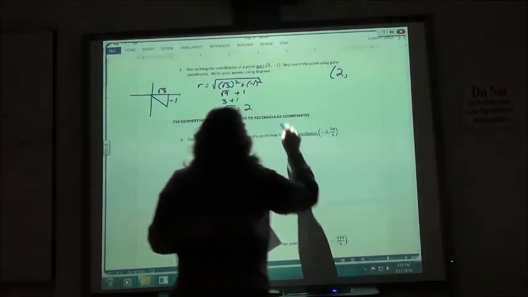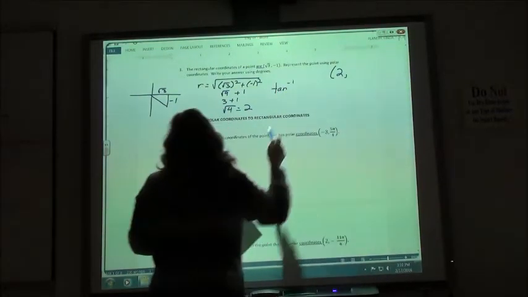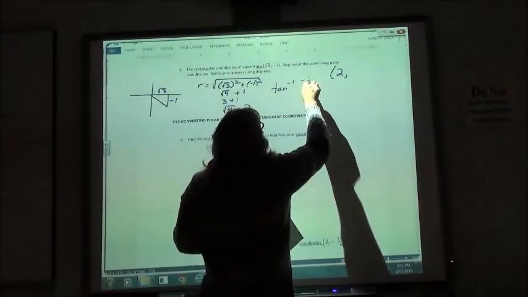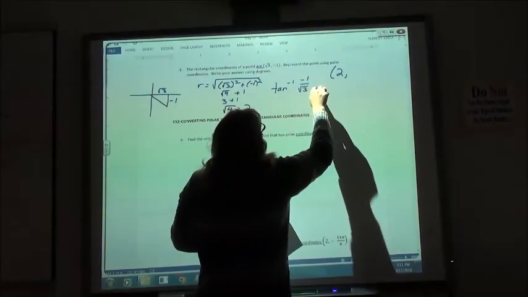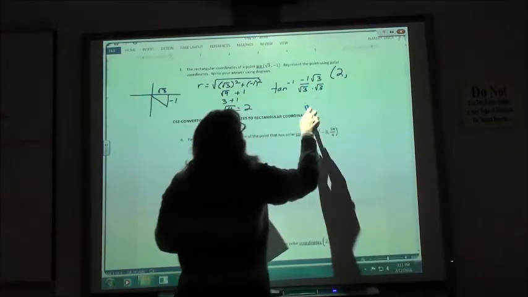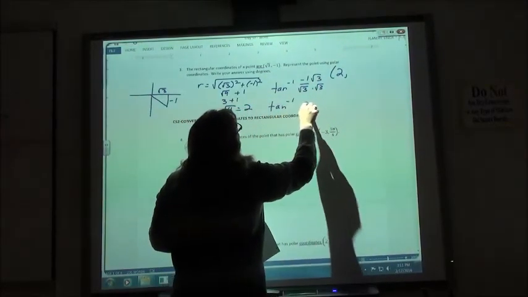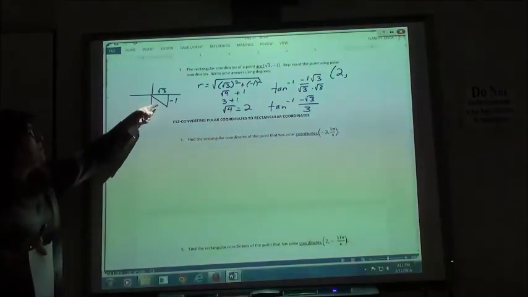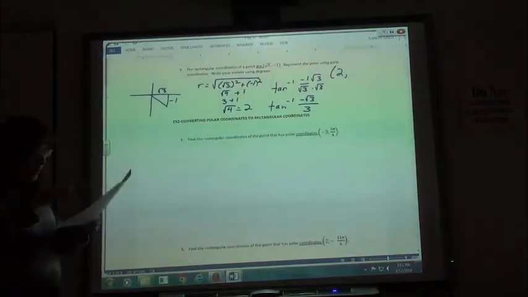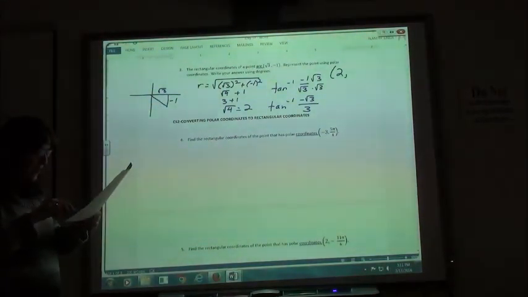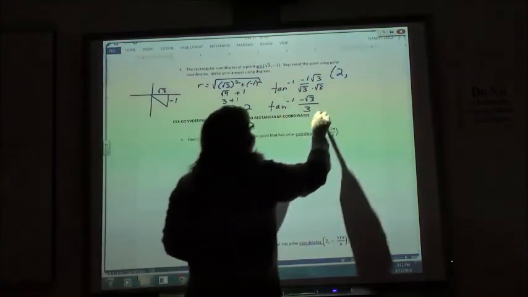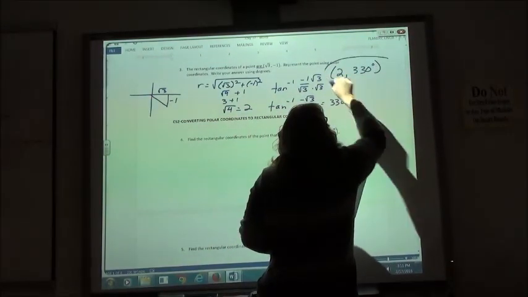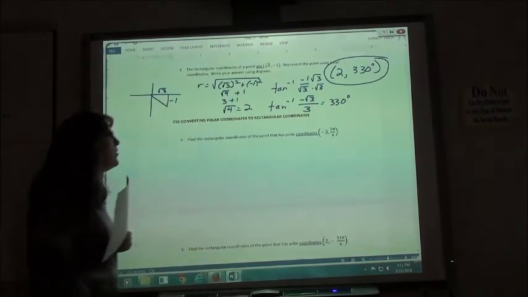My angle, I am going to do the inverse tangent of the opposite over the adjacent. So negative 1 over the square root of 3. Again, I have to rationalize my denominator. So I'm going to have the inverse tangent of negative square root of 3 over 3. This time I'm over here in quadrant 4. So looking in quadrant 4, inverse tangent of negative square root of 3 over 3 is 330 degrees. So my polar coordinate would be 2 and 330 degrees.